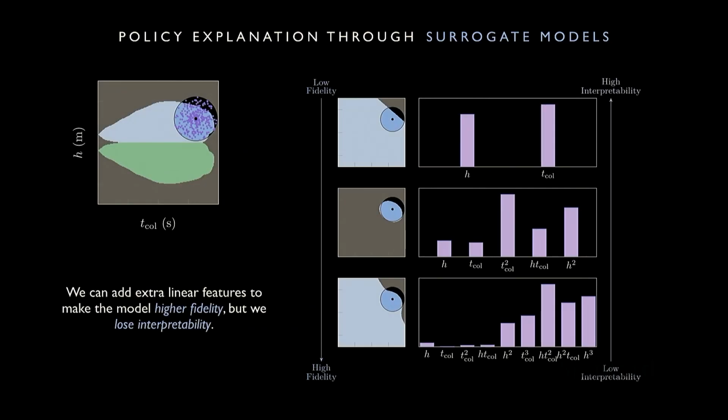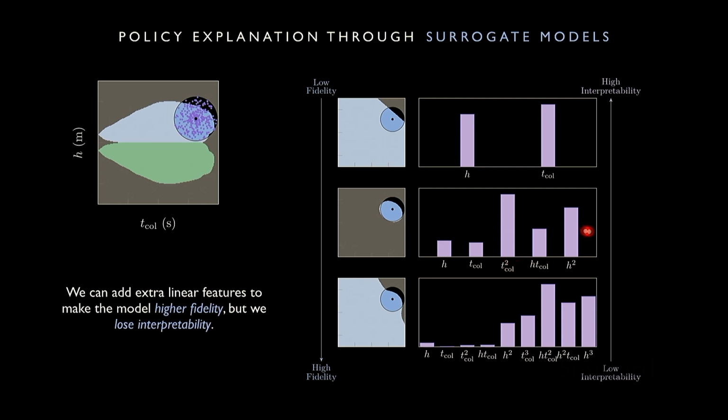Okay, and then as I mentioned, there's this trade-off between fidelity and interpretability. The better that our model fits, for example, the policy in this region, generally the lower its interpretability. If we want a better fit, since this straight line here doesn't really fit this curved edge very well, we could add more features. So instead of just the state variables like h and time to collision, we could add time to collision squared or h times time to collision or whatever.